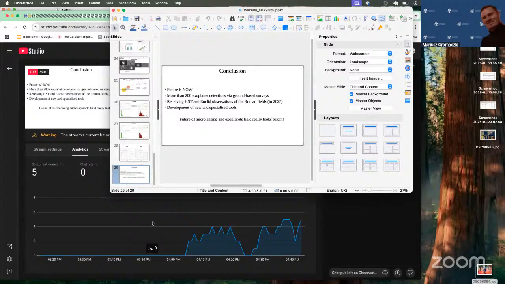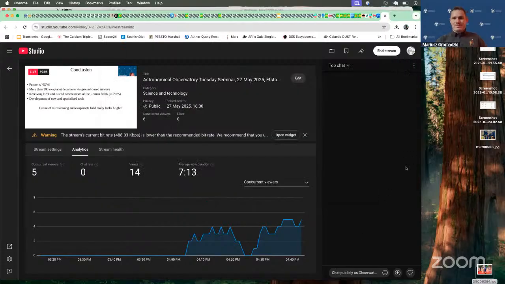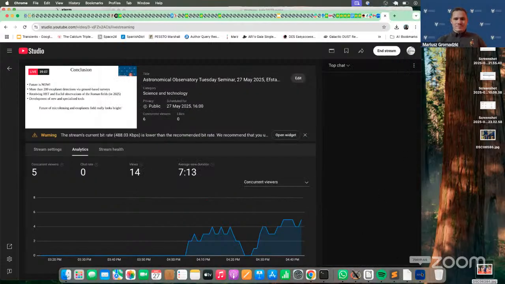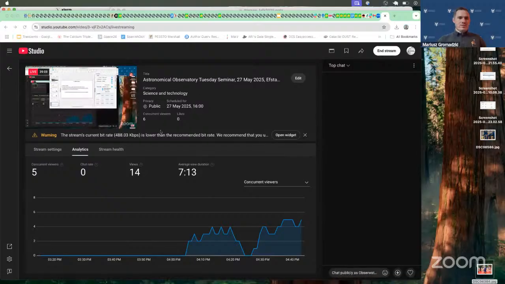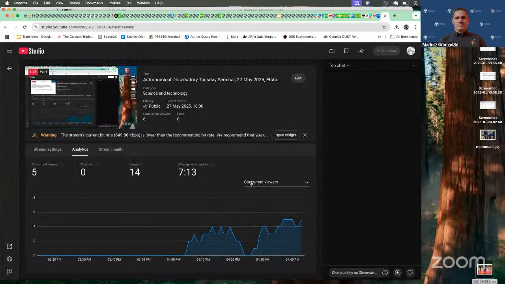Marius was screen-sharing and stuff, but that's why we think we're... yeah, and it's because it's actually a working group on microlensing.